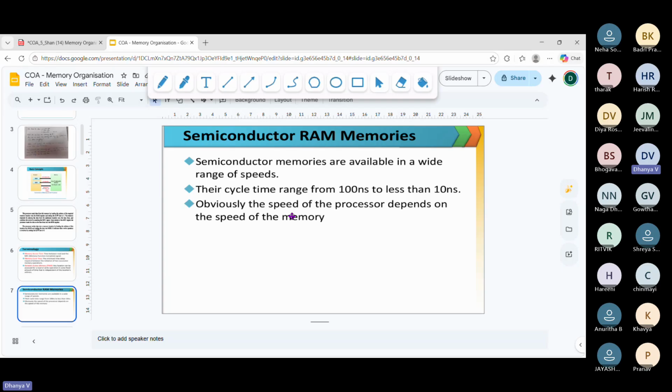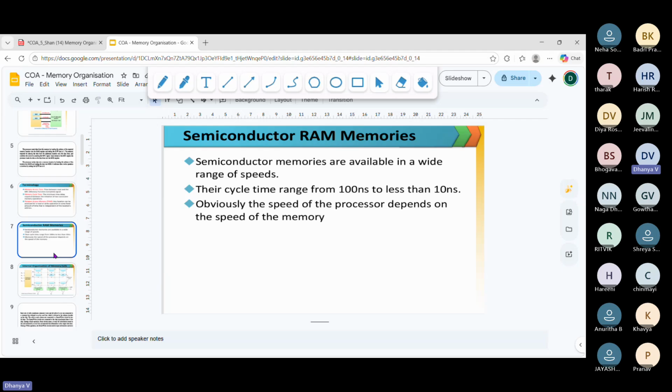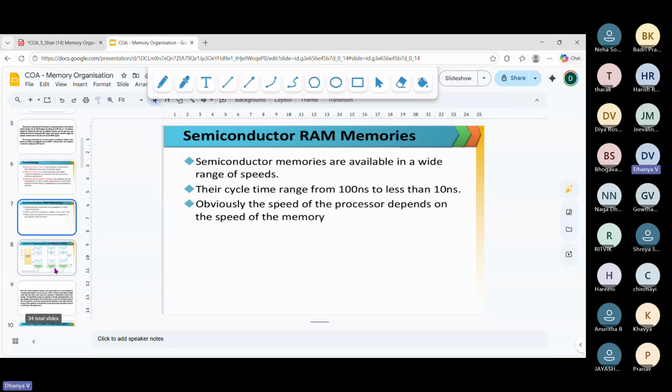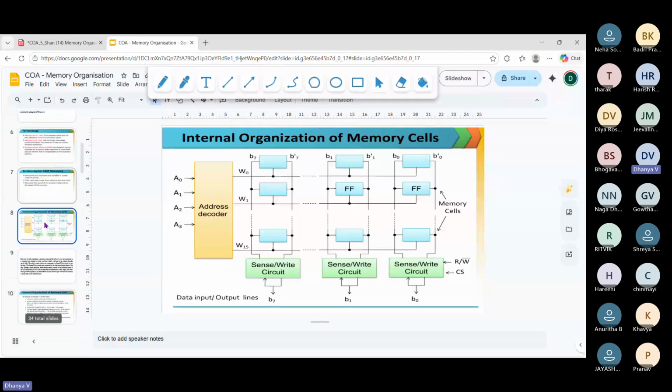These are all just general definitions, but we'll be looking into its types also. So SRAM, DRAM, we'll be looking into it. First, the organization of memory cells. You don't need it as much, but I'll just tell you what it essentially is.